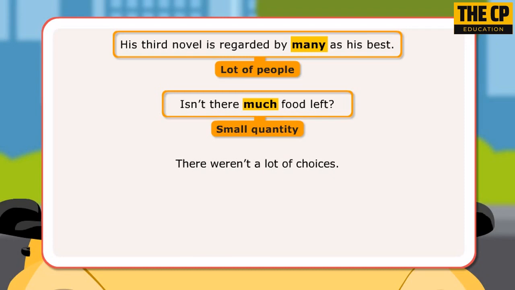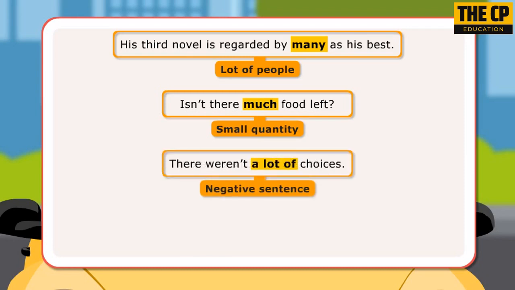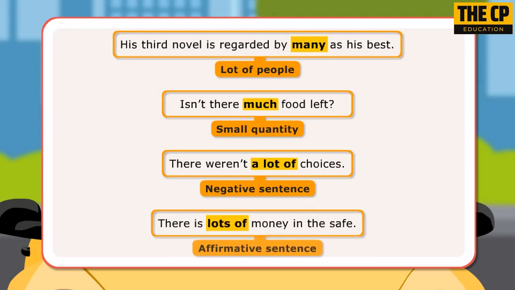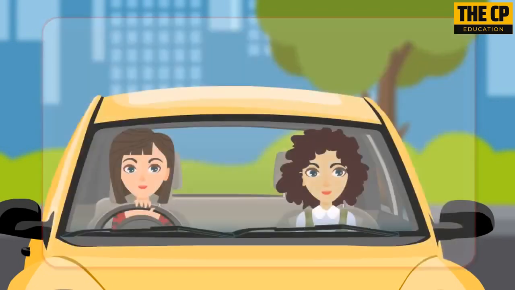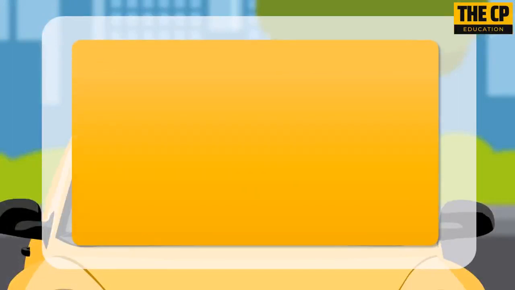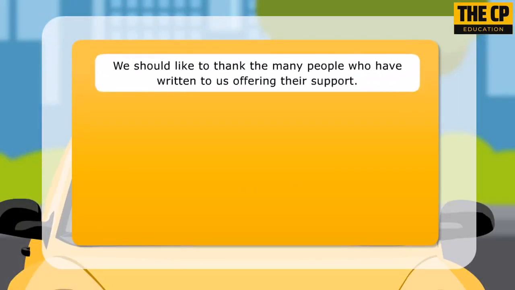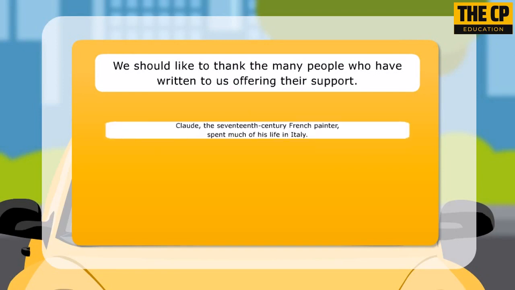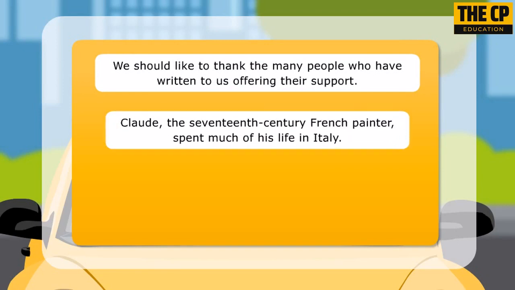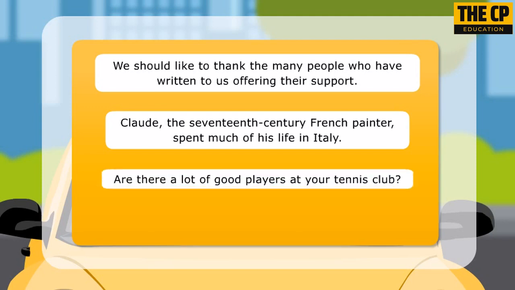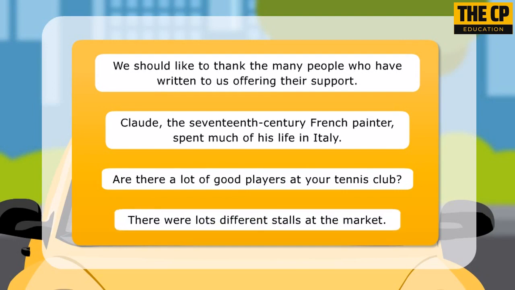There weren't a lot of choices. In a negative sentence. There is lots of money in the safe. In an affirmative sentence. Here are some more example sentences. We should like to thank the many people who have written to us offering their support. Claude, the 17th century French painter, spent much of his life in Italy. Are there a lot of good players at your tennis club? There were lots of different stalls at the market.